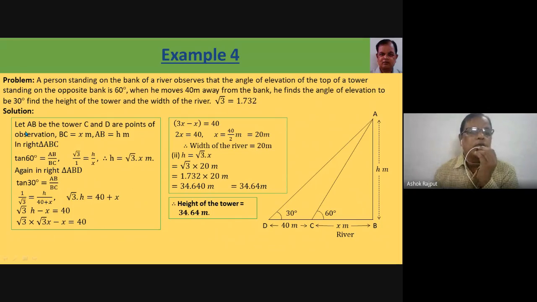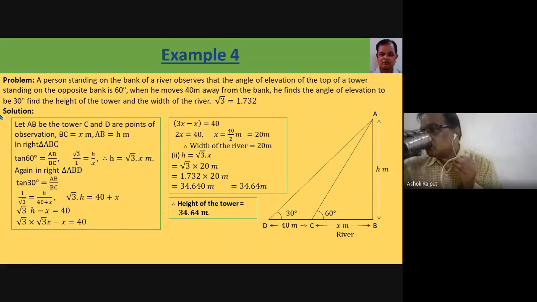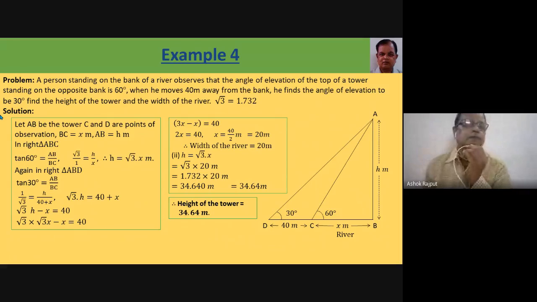So as we are seeing here, let AB be the tower and C and D are the points of observation. BC equal to x meter, AB equal to h meter, as tan 60 equal to AB upon BC. As we know, the value of tan 60 equal to root 3, so AB upon BC is h by x. By cross product, we can find h equal to root 3x meter.